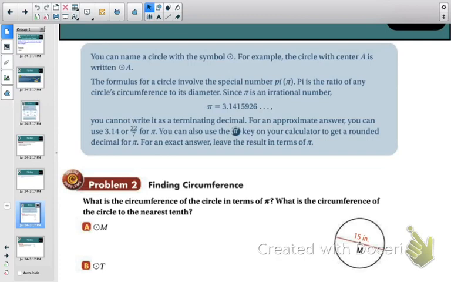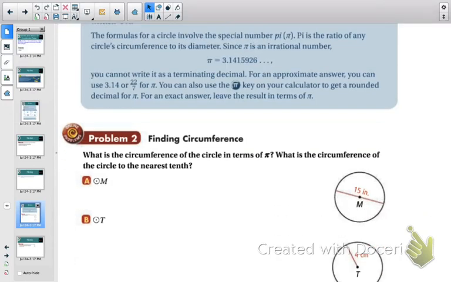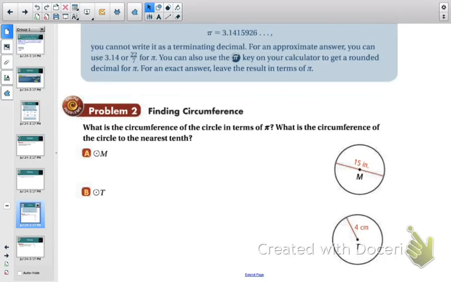You can approximate it as 3.14, or you can use 22/7 for pi. There's also a pi key on your calculator. For an exact answer, you'll leave it in terms of pi, meaning you don't change it to a number. You just say like 10 pi. But when it says to round to the nearest tenth, you want to use 3.14 or 22/7. Okay, so this one says, what is the circumference of the circle in terms of pi, and what is the circumference to the nearest tenth?